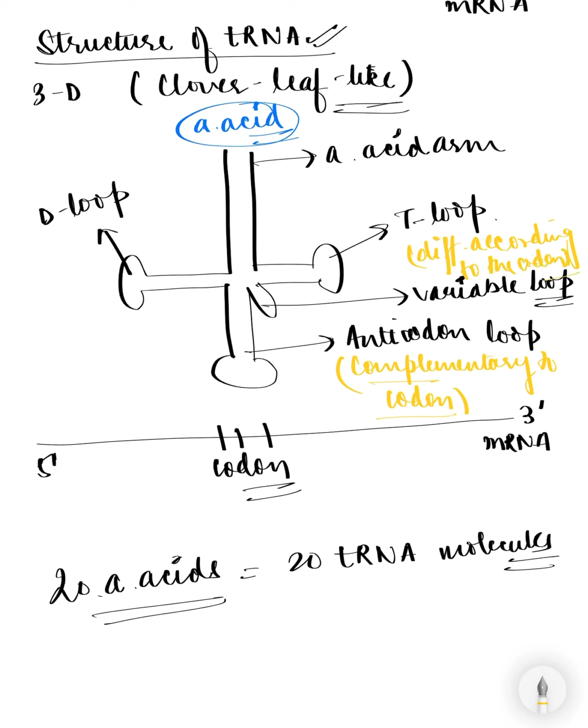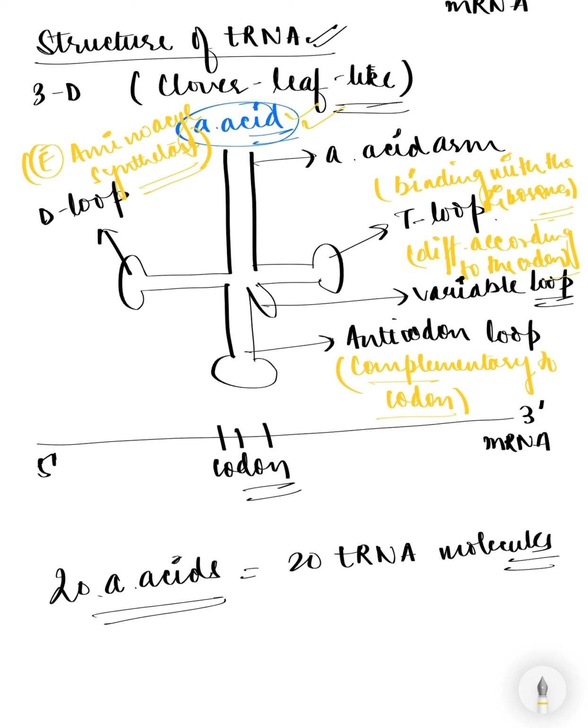Now we have T loop. This T loop helps in binding with the ribosomes. D loop helps in the binding with an enzyme which is called amino acyl synthetase, which is responsible for the translation process. Now this amino acid arm, this arm binds to the amino acid.